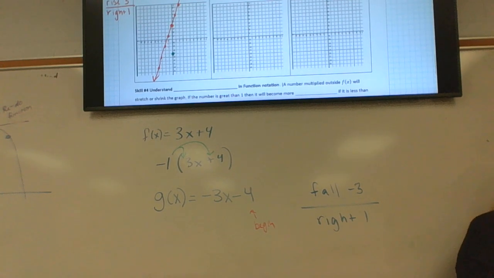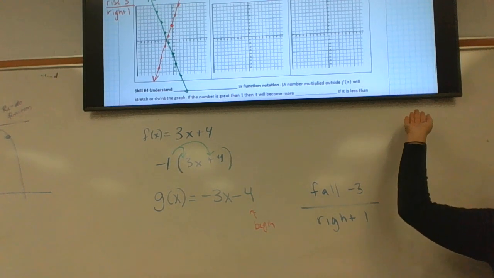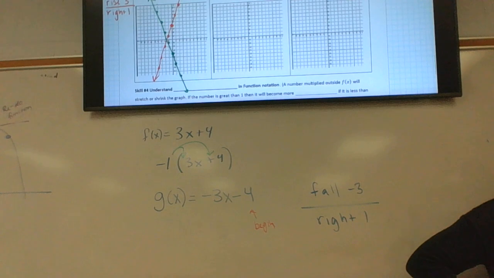It's too far behind. 1, 2, 3 to the right. 1, 2, 3 to the right. 1, 2, 3 other way. Other way. There it is. That's a reflection. It's been flipped down. That's pretty cool.